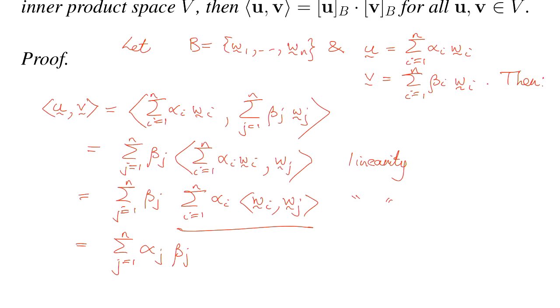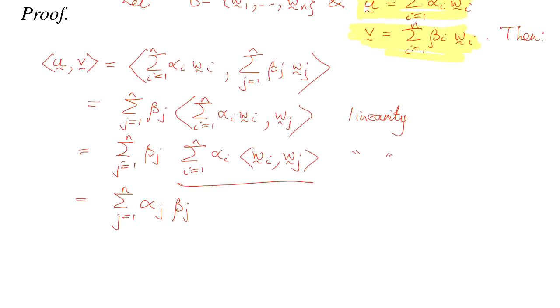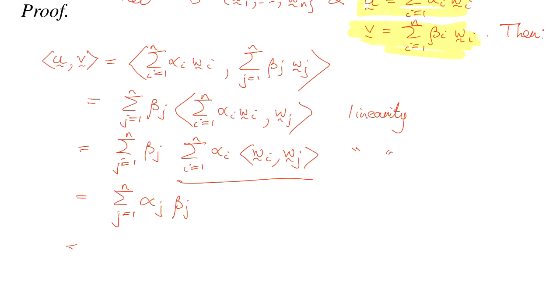Well, U looks like this. So if I made U's coordinate vector with respect to B, it'd just be a vector full of the alphas. And V looks like this. So if I took V's coordinate vector with respect to B, it'd just be a vector full of all the betas. So this is precisely just the dot product of U's coordinate vector with respect to B and V's coordinate vector with respect to B. Okay, there's no tricks here, it just falls out.